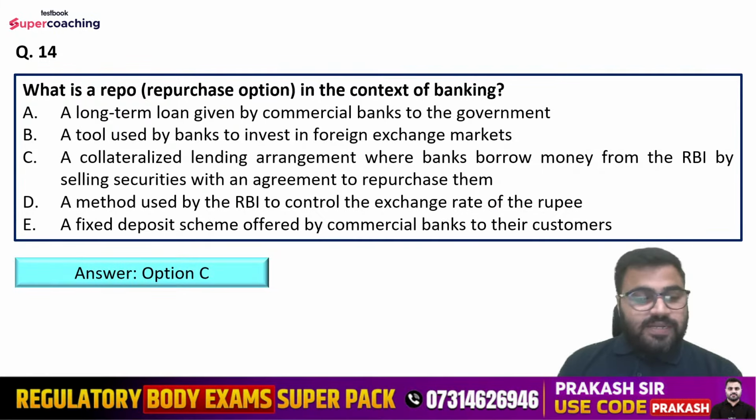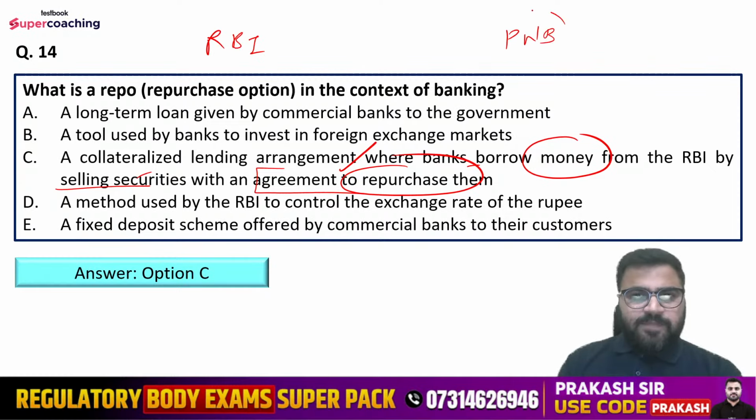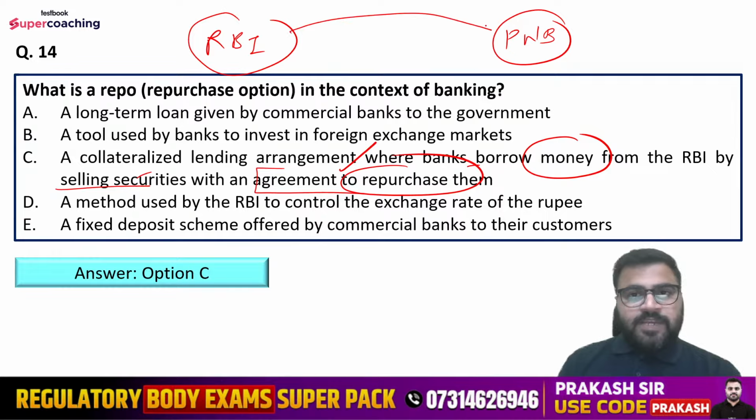That is a collateralized lending arrangement where banks borrow money from the RBI by selling securities with an arrangement to repurchase them. Right. So in the repo, what is happening? Suppose on one hand there is the Reserve Bank of India, on the other hand there is Punjab National Bank. If PNB is in need of funds, PNB can approach the Reserve Bank of India and RBI will give it a loan.